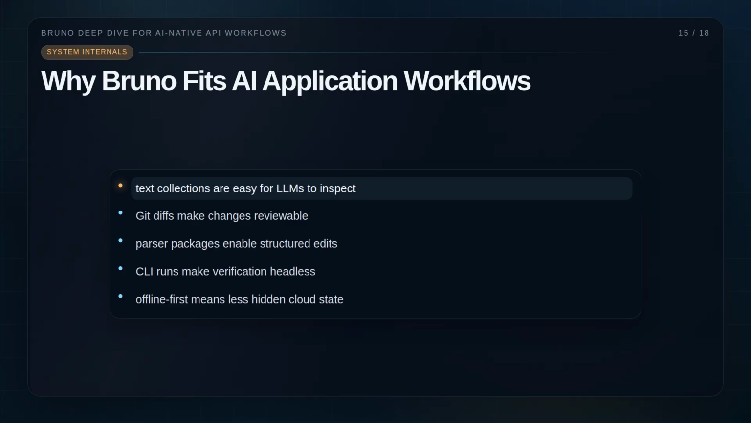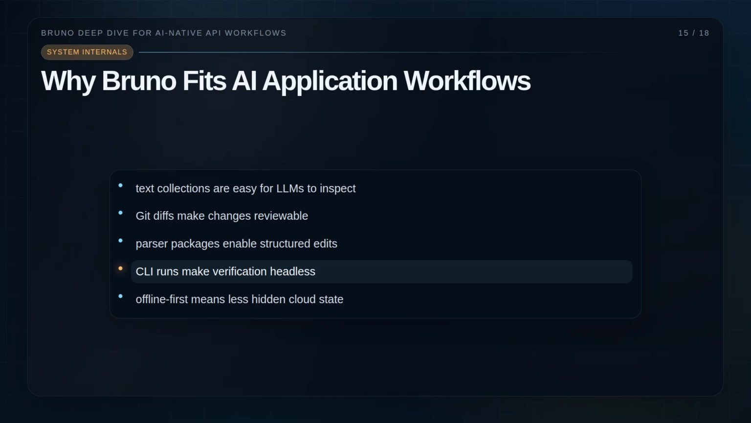Here is the core argument. Bruno matters to AI applications because its architecture reduces ambiguity. A model can read a request as text. The repo can parse that text into structure. Git can show the exact diff. The CLI can run the result and produce a report. The product does not depend on a hidden cloud workspace to keep state in sync.